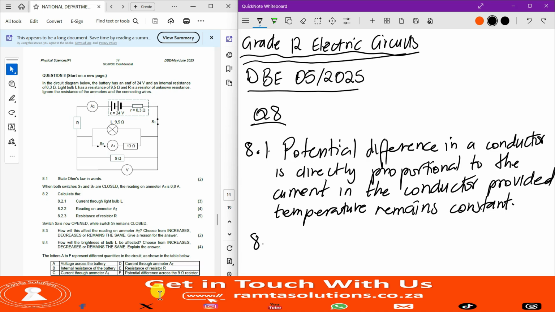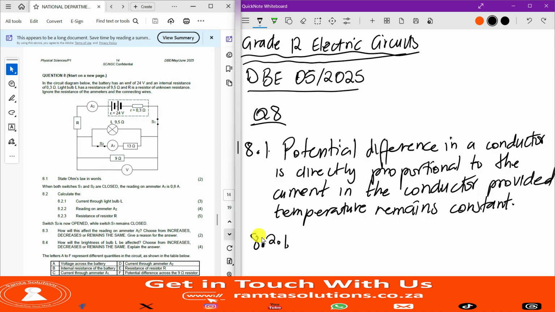When both switches S1 and S2 are closed, the reading on the ammeter A1, where is it? Okay, I see the reading on ammeter A1 is 0.8 amperes. I don't know how it's going to help us, but let's see. Calculate the current through light bulb L.